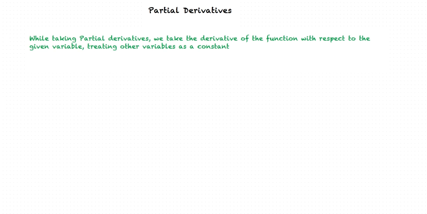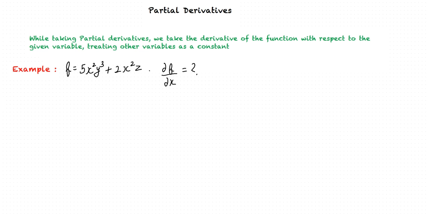Okay, I know how to take the total derivative of the function, but how do we take the partial derivative of the function? While taking the partial derivative of a function, we take the derivative of the function with respect to the given variable and treat other variables in the function as constants. Let us consider an example.